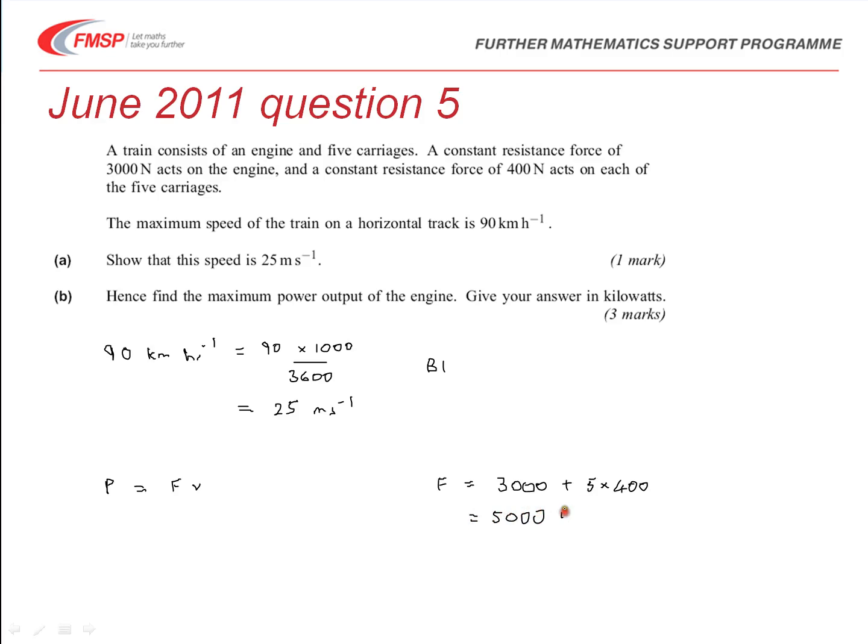So therefore we need that to be the driving force to keep the train moving at its maximum speed, i.e. when it's in an equilibrium, that the driving force must be equal to the resistive force so that they're in equilibrium. So this then, to give us the power, must therefore be 5000 multiplied by the speed of the train, which is 25, which is going to give us an answer of 125,000, and that will be in watts. We want the answer in kilowatts, so we've got to divide that by 1000 to give us 125 kilowatts.